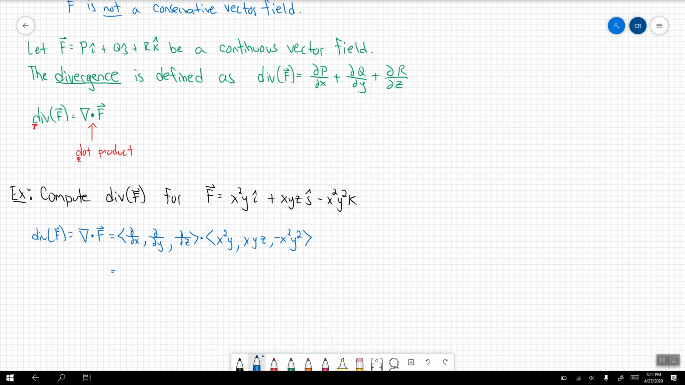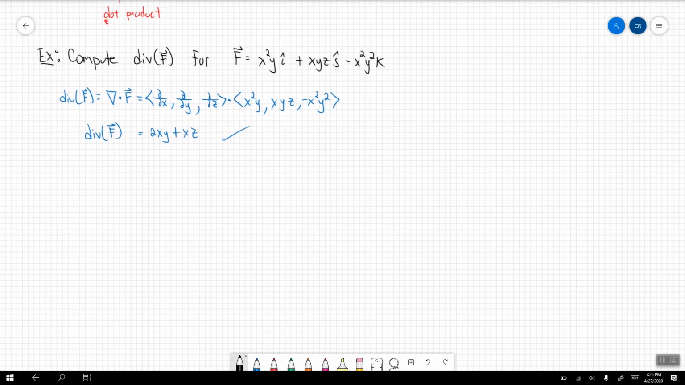All right, so partial of this first function with respect to x, that should leave me with 2xy, plus the partial derivative with respect to y for the second one, and that should just be xz. And finally, partial derivative with respect to z for that last term, which would be 0. So here's our divergence. Done. It's as straightforward as that. Got it. All right. Great. It's looking good so far.